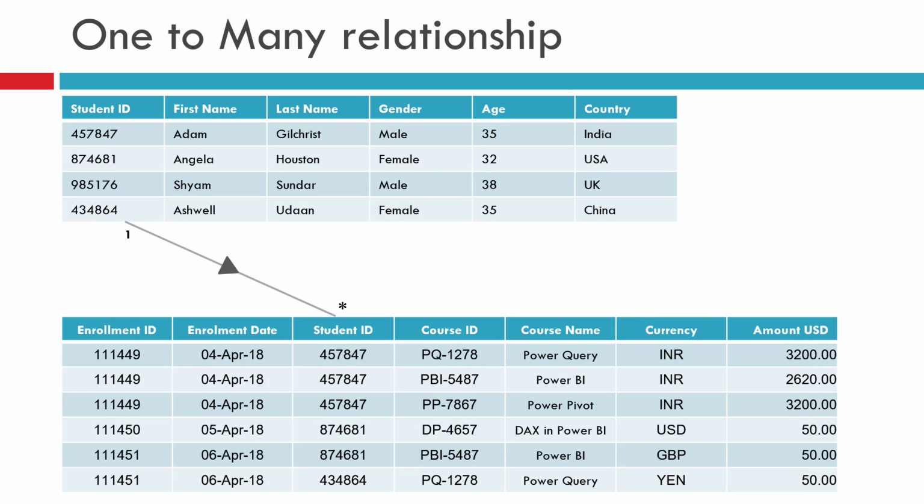Now you can also find a kind of relationship like many-to-one. It just depends on the form where you are starting. So currently, if you see, we are starting from the students table. So it is a one-to-many relationship. In Power BI, you can create only this type of relationship between tables. We will see more about creating relationships in Power BI shortly in a later part of this course.